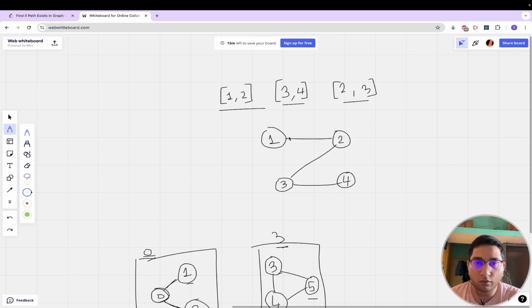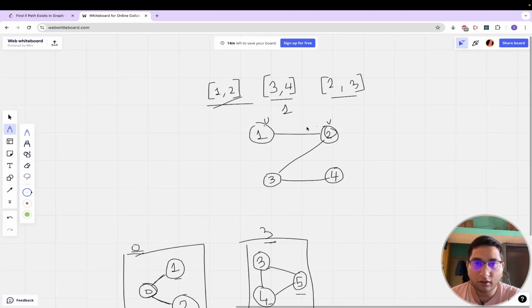Now as 1 and 2 come, this will be v and this will be u. The root of u will be set to the root of v. So both 2 and 1 will be pointing to 1 after this iteration. Then 3 and 4 will come. So after this iteration, both roots will be pointing to 3.